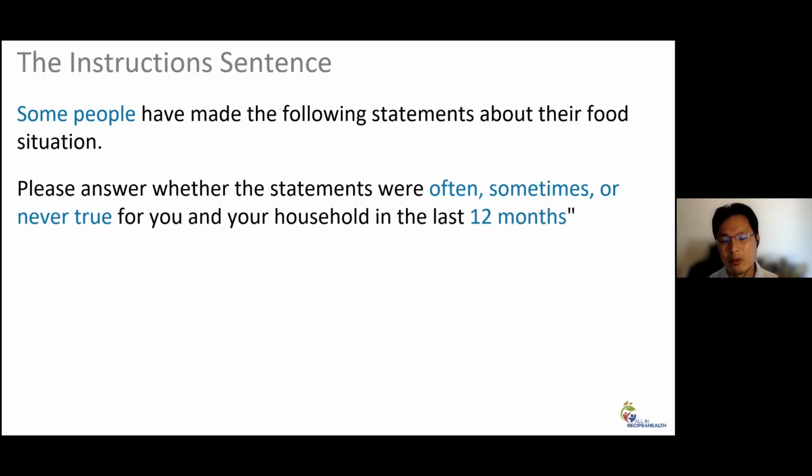Please answer whether the statements were often, sometimes, or never true for you and your household in the last 12 months. Three options: often, sometimes, or never true. So that's the instruction section, part 2.